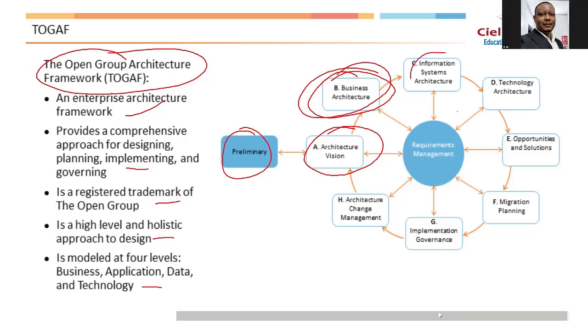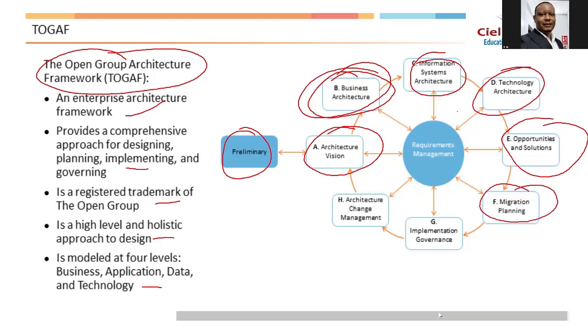Then information systems architecture. This, of course, will include data architecture and application architecture. Then, of course, you talk about technology architecture. This will now outline the technology infrastructure that will support the business, as well as information systems architecture. Then opportunities and solutions. So this will help identify and evaluate potential solutions for the architecture. Then migration planning. So here you develop a roadmap that you will use to transition from the current architecture to the target architecture. Then implementation as well as governance.